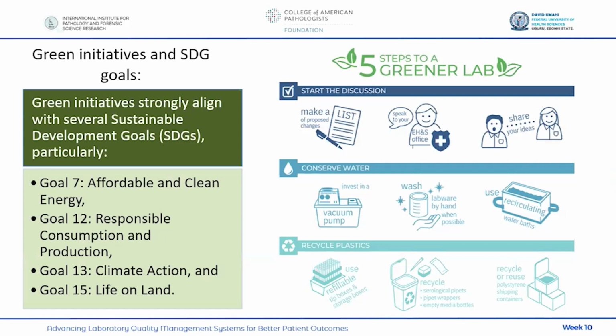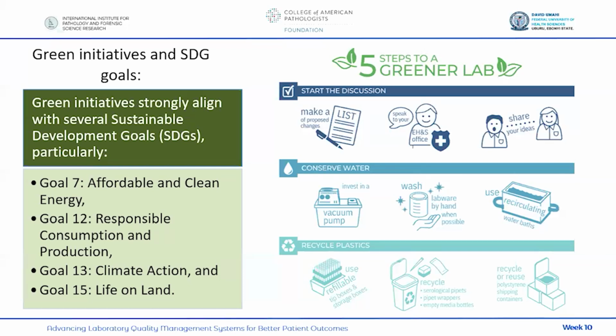Now, interestingly, Green Initiatives strongly align with our Sustainable Development Goals, which are meant to be achieved by the year 2030. So we have just 5 years to achieve the Sustainable Development Goals. Okay? So in those 5 years, what can we do? What can be achieved to achieve these SDGs?